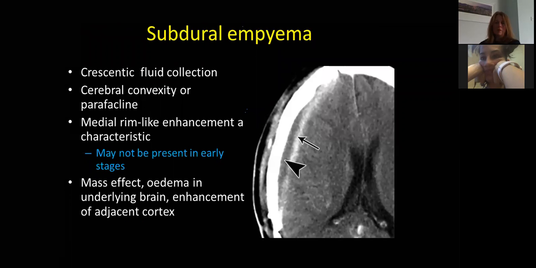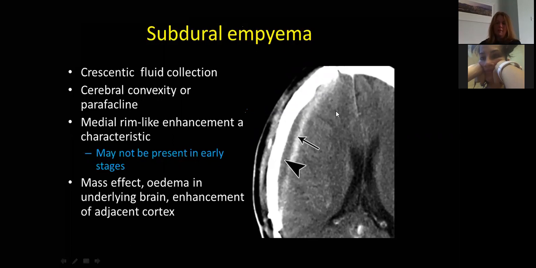Here's a subdural empyema. So this is a crescentic collection rather than lenticular. And these tend to occur obviously deep to the flap, along the convexities, can be parafalcine, falcine even. Again, this is quite characteristic, having rim-like enhancement medially. But you might not see this early, and you might not see it so clearly on CT as you do on MRI.